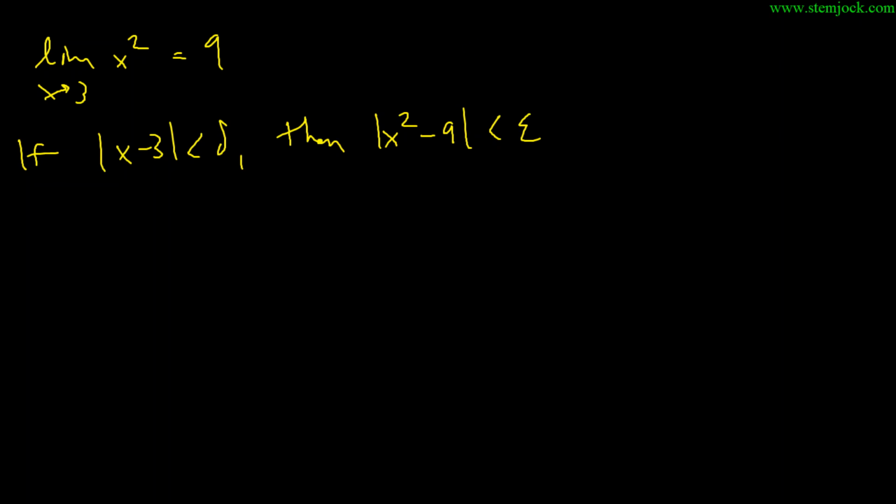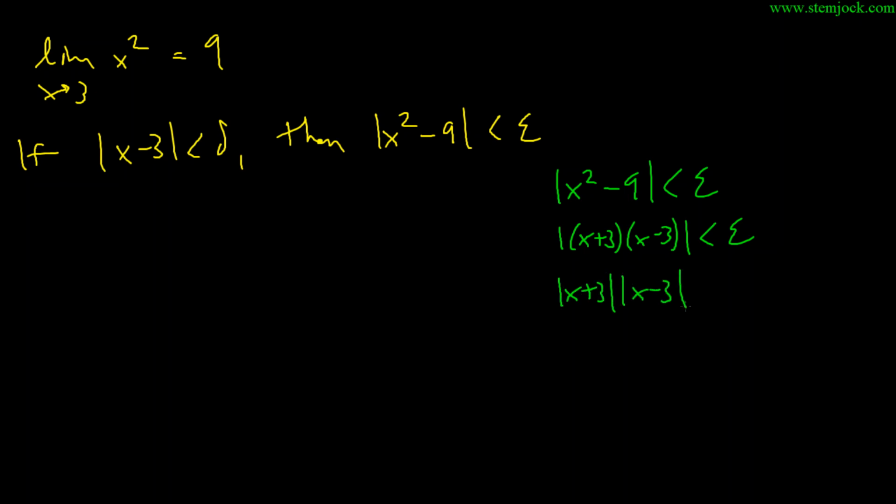The way we do that is by working backwards. We start with the consequent, and off to the side here, I'm going to write absolute value of x squared minus 9 less than epsilon. I want to write this so that it looks like the antecedent. So I'm going to factor the left side here. That is x plus 3 times x minus 3. And now I'm going to split up the absolute value sign. So this is absolute value of x plus 3 times the absolute value of x minus 3.